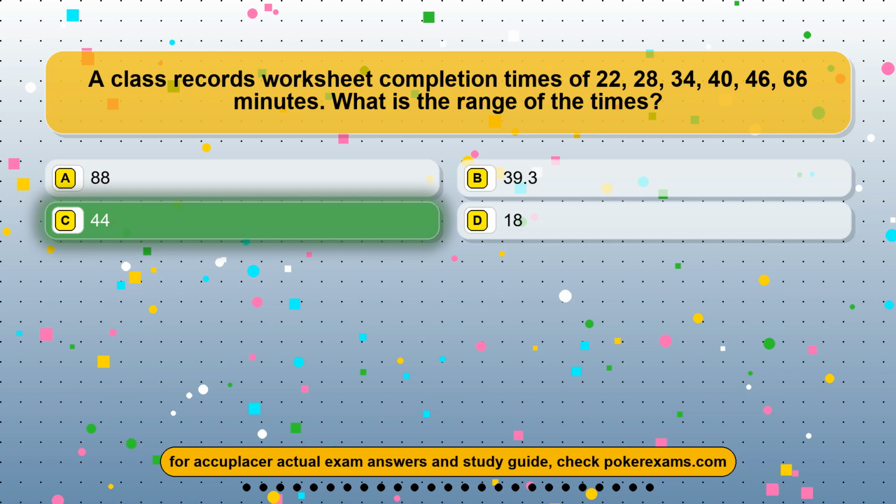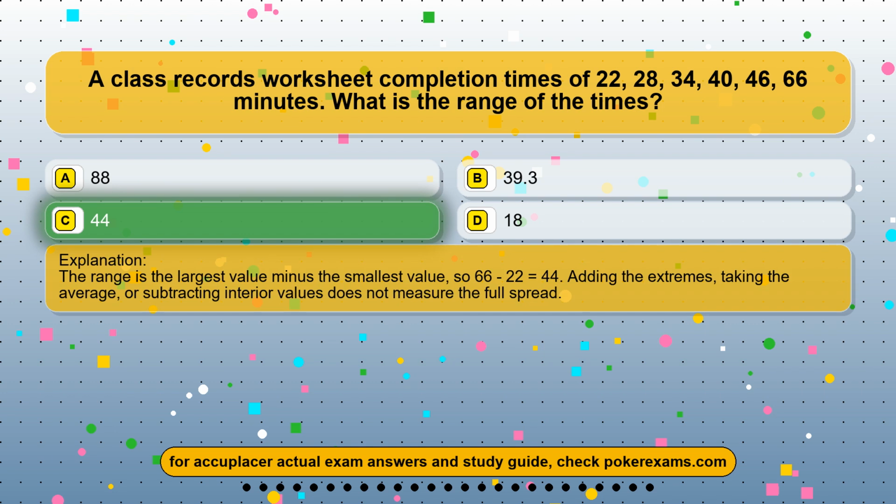The correct answer is option C, 44. The range is the largest value minus the smallest value, so 66 minus 22 equals 44. Adding the extremes, taking the average, or subtracting interior values does not measure the full spread.